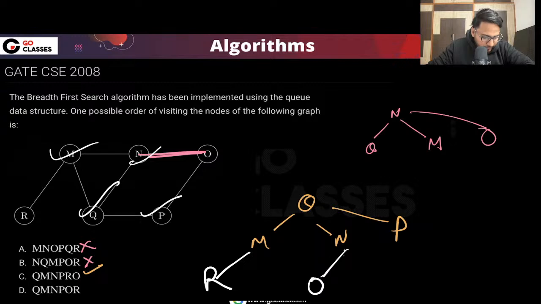Understood? So basically C is the correct answer and D is not the correct answer, right? Okay, you can just draw the tree and see which one is the correct answer. So C is the answer here.